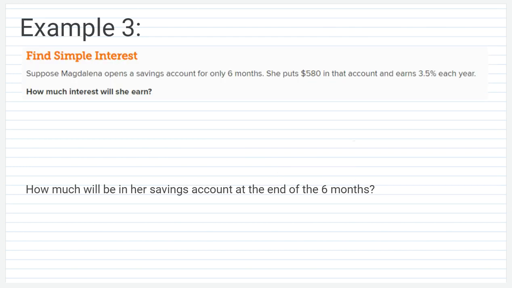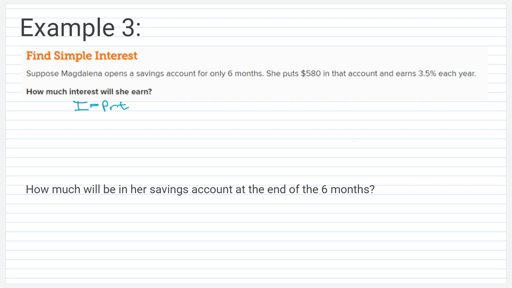Okay, so in this question, it says, suppose Magdalena opens a savings account for only 6 months. She puts $580 in that account and earns 3.5% each year. How much interest will she earn? And then there's a follow-up question, how much will be in her savings account at the end of the 6 months? So we are looking again at a simple interest question. We're going to identify those different pieces to our formula. So if we write out our formula again, I equals PRT.